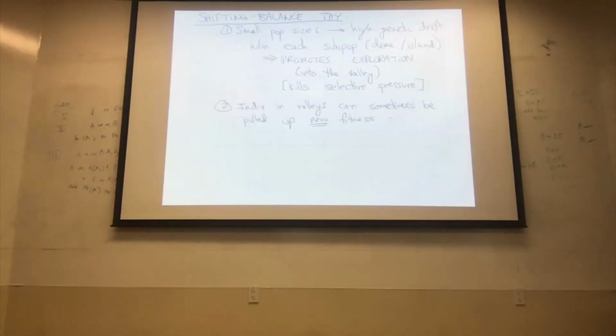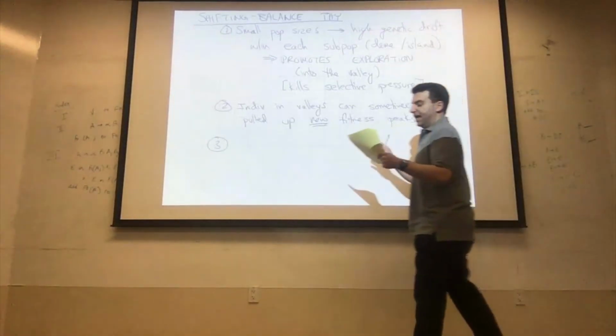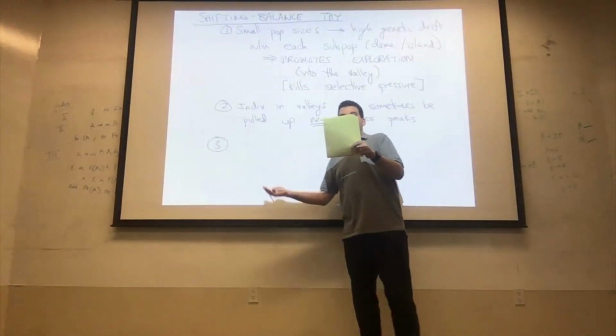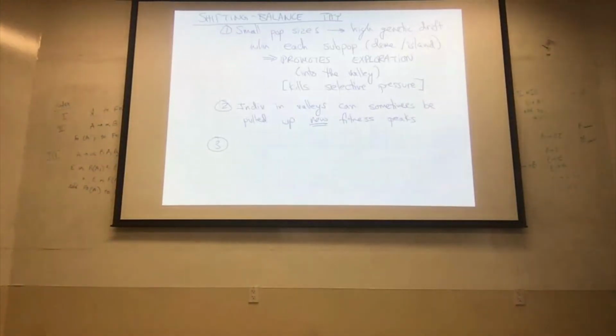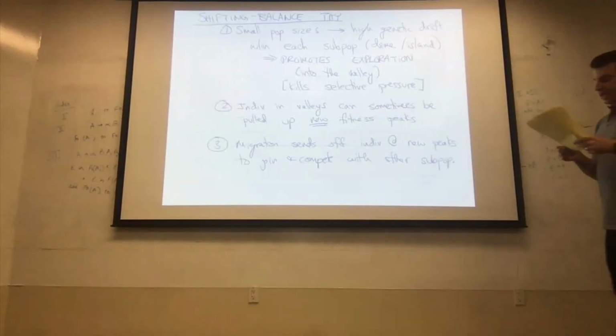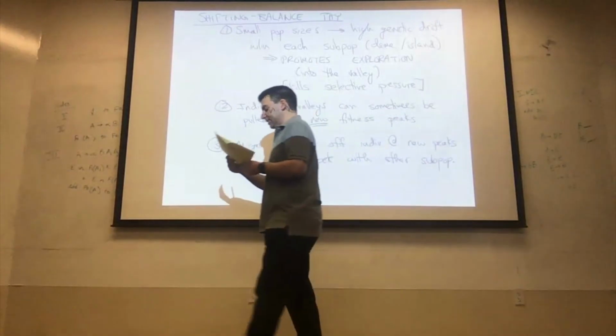And then finally, three is where we get migration. Migrants from subpopulations at higher fitness peaks send off migrants that can move other subpopulations to new peaks. So migration sends off individuals at new peaks to join and compete with other subpopulations. There are these two famous evolutionary biologists, Wade and Goodnight.